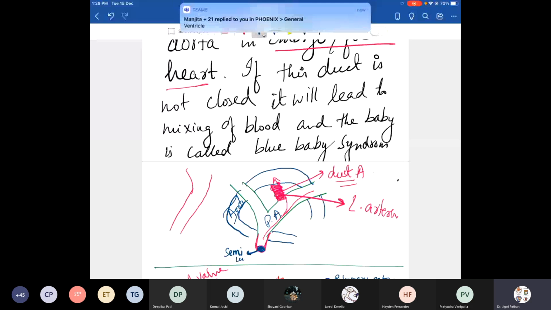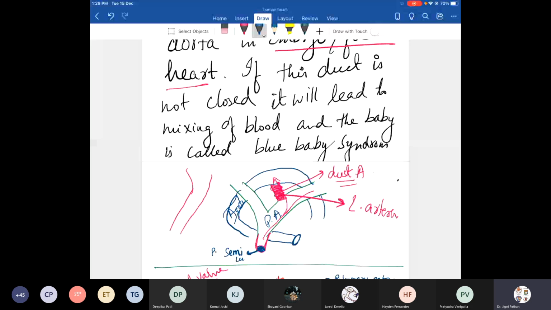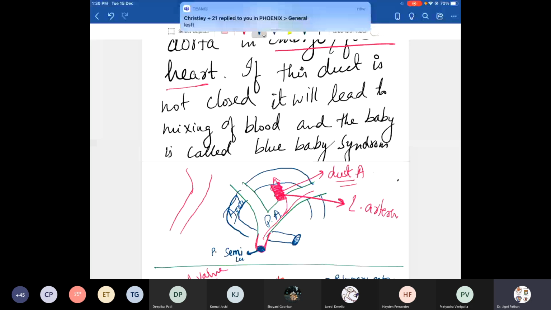This is the pulmonary semilunar valve. The aorta is arising from which part? Right auricle, right ventricle or left ventricle? Left ventricle, right? From this left ventricle, the aorta also has a valve. This is called the aortic semilunar valve. Got the point? Ramachandra, did you get the point?